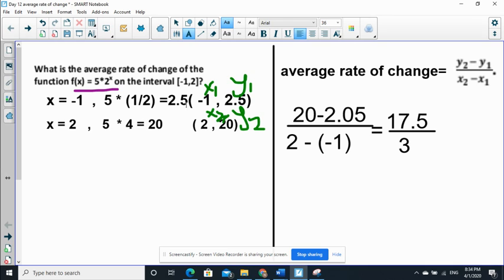So remember, to find the average rate of change, we need 2 points. Here we have the interval negative 1 comma 2. We use these 2 points, negative 1 and 2, to find the value of the function at these 2 points. When x equals negative 1, y is 2.5. When x equals 2, y equals 20. y2 minus y1 over x2 minus x1 gives you this number, which is the average rate of change.